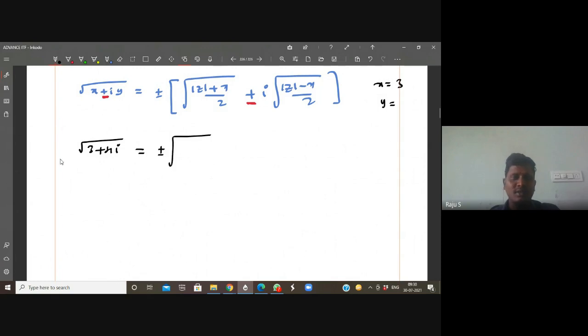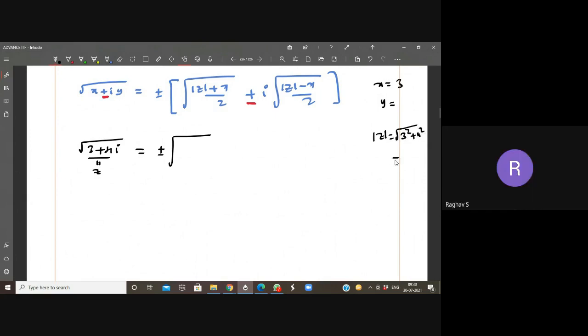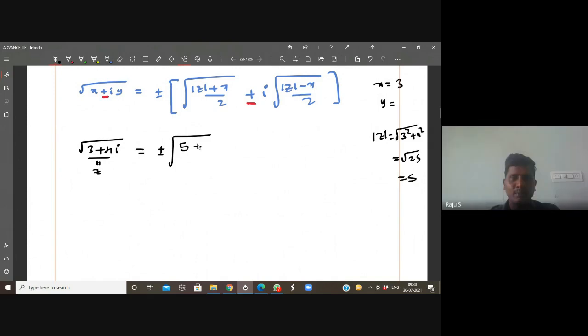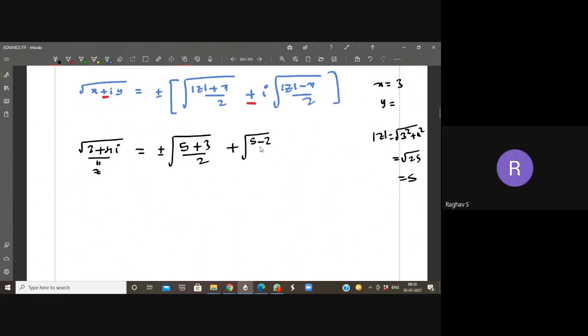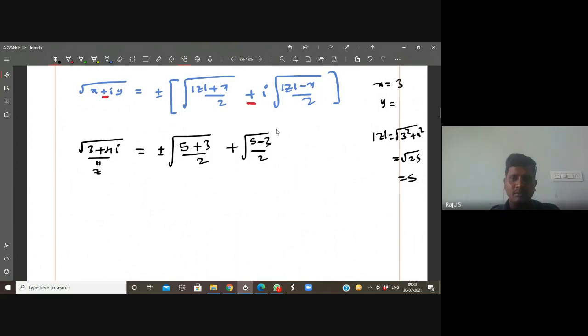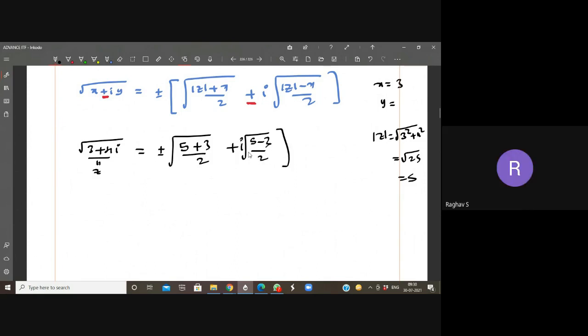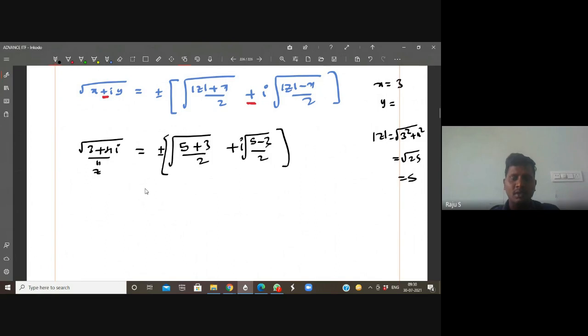First, if I consider this value as z, what is modulus z? Root over 3 square plus 4 square, that is root over 25, nothing but 5. So we get root over (5 plus 3)/2 plus root over (5 minus 3)/2 iota. Okay, don't forget to write iota here.